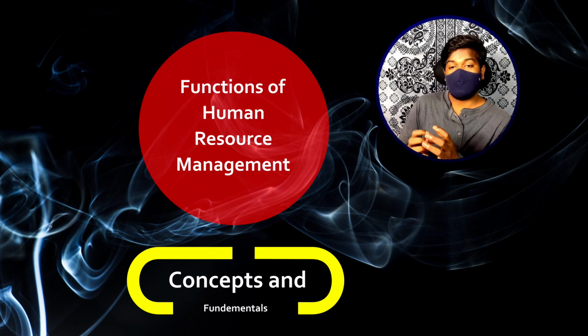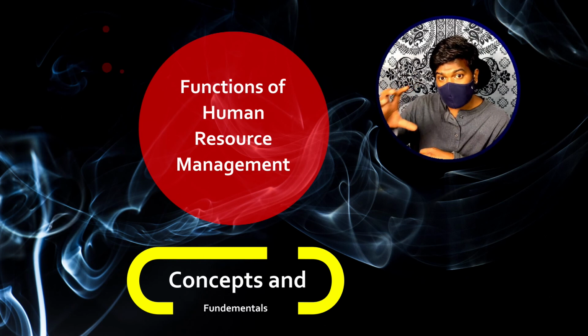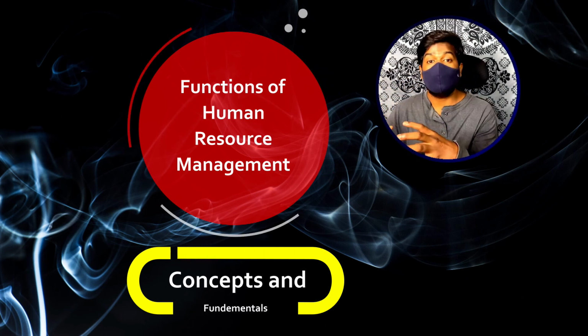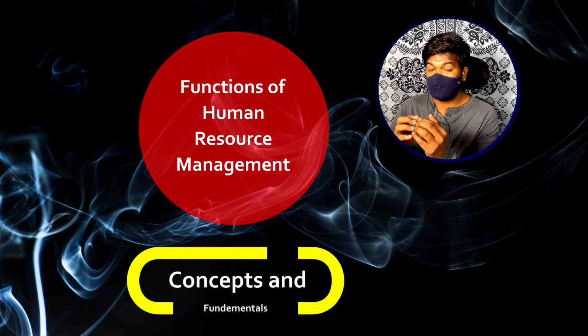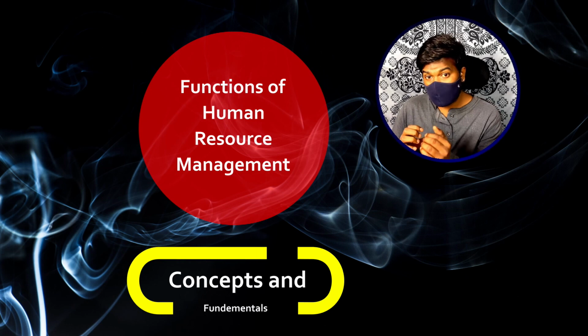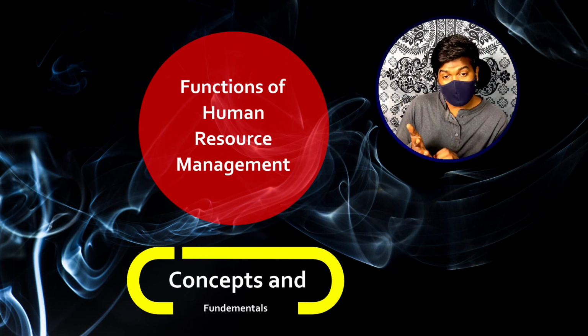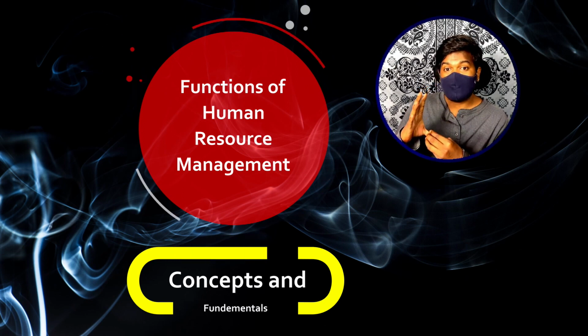Basically, human resource management functions are classified into two groups. The first set of functions are managerial functions, where you talk about different managerial functions that are performed in human resource management, or while managing the human resource in an organization. That is, here we talk about planning, organizing, directing, controlling, and we also have non-managerial functions.